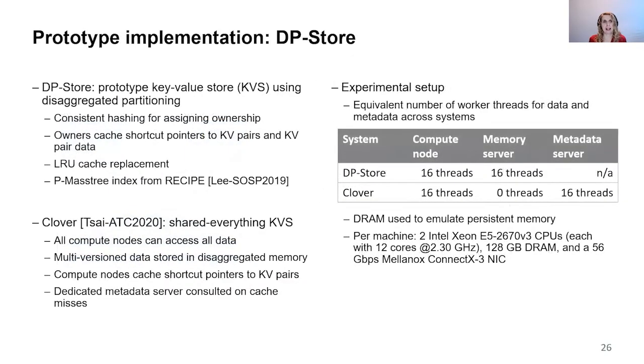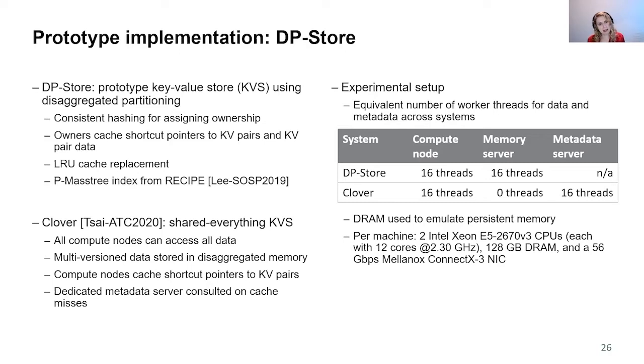We've prototyped a disaggregated partitioning system that's a key value store. We call it DP Store. The basic idea is that we use consistent hashing for assigning the ownership. And because of that exclusive ownership, we're able to cache pointers to data in the disaggregated memory, if we want to be space efficient. We can also cache the data itself, because the owner is the only one that's going to be updating that data.